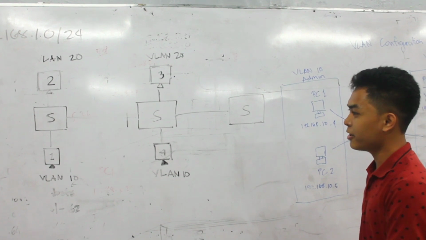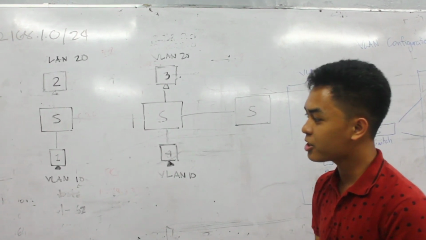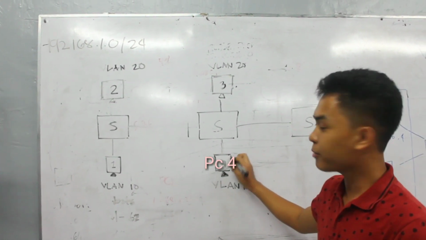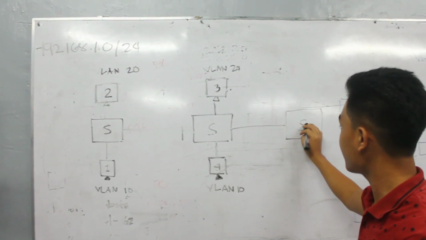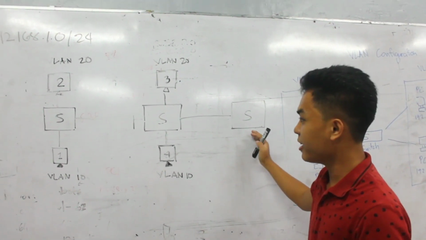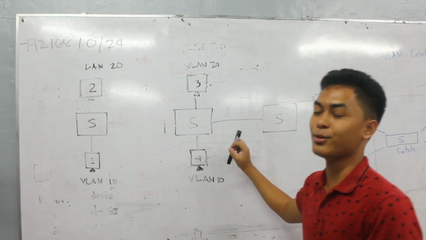So in order to lessen this kind of problem, we need to use pruning, in which if PC1 sends a message through here, it will not be sent to this switch because it does not have the same database stored in these 2 switches.